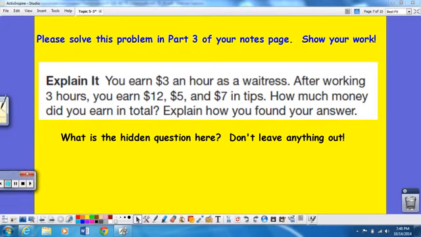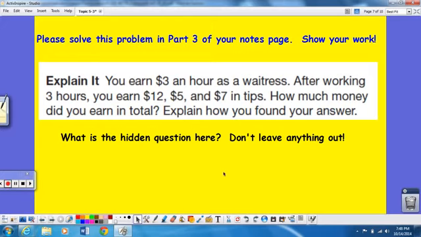apart and think about them, it shouldn't be that difficult to do. So we're going to skip all the way down to part 3 of your notes page. And on part 3 of your notes page, I want you to pause the video. I want you to read this problem, figure out what the hidden question is, and I want you to answer this problem for me.